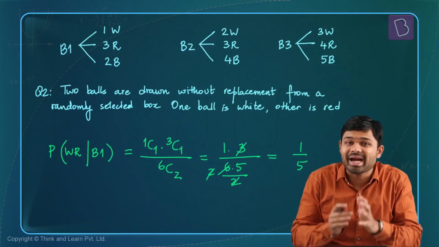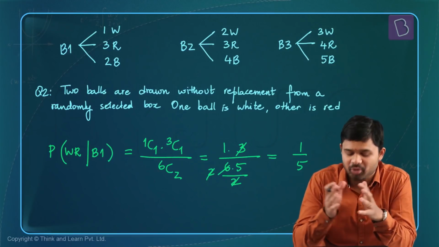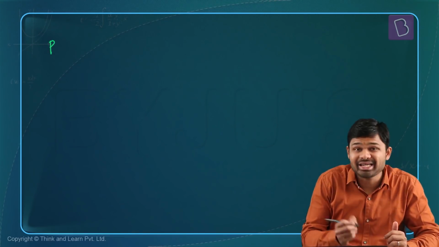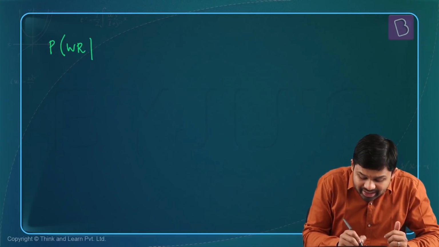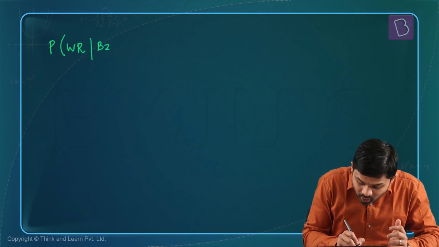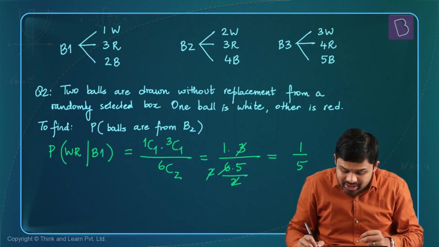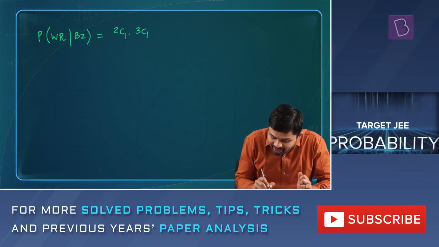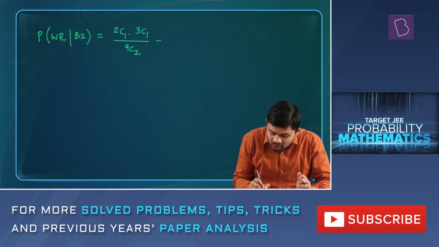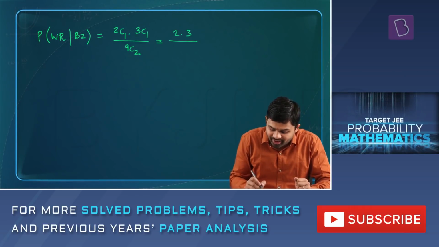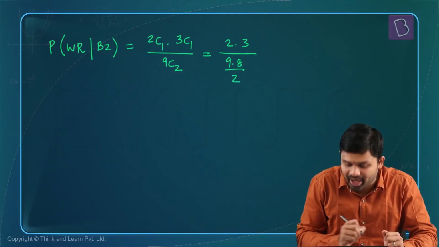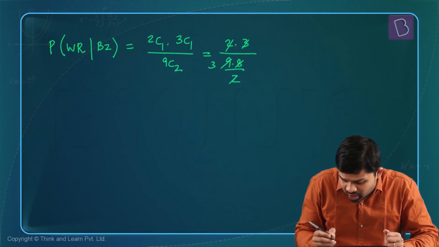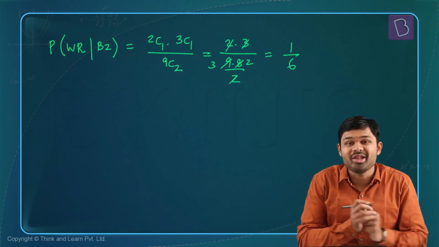So the probability of 1 white and 1 red, given that it's box 1, is going to be 1 over 5. Now what is the probability that we have 1 white and 1 red given that it is box 2? Well, box 2 has 2 white balls and it has 3 red balls. So we have 2C1 into 3C1 and a total of 9 balls, so 9C2. That's going to be 2 into 3 divided by 9 into 8 divided by 2. That's 9C2 for you. Let's do some simplification here. The thing turns out to be nothing but 1 over 6.